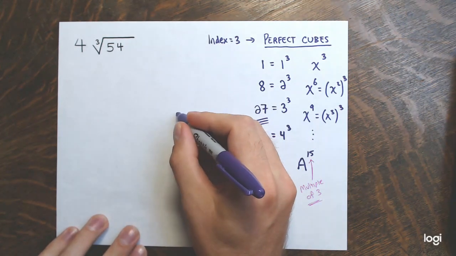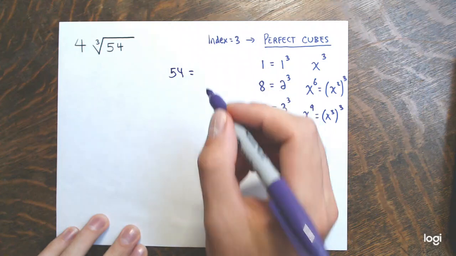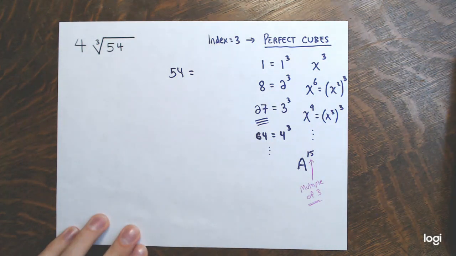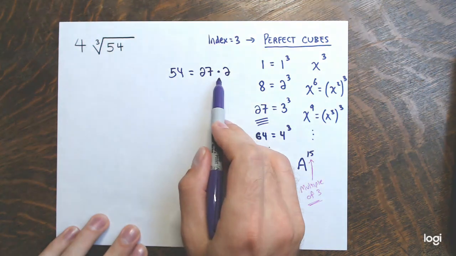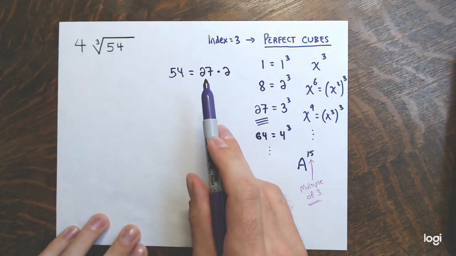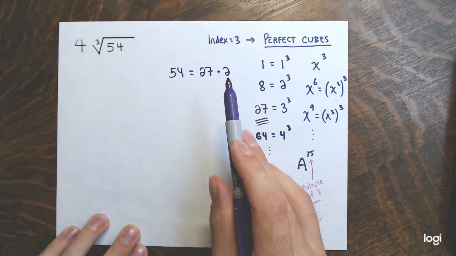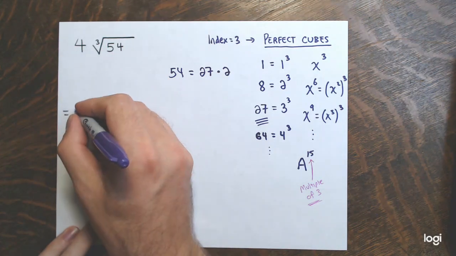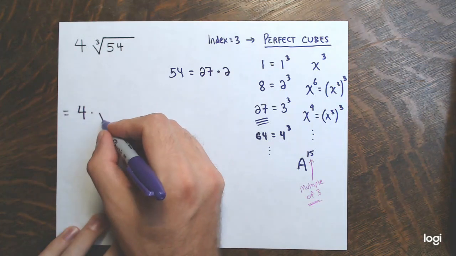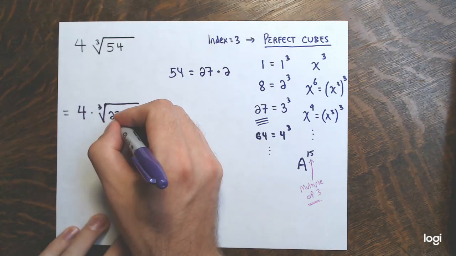All right, so I'm going to do that first method where I break up 54. Here's the radicand, 54, and I'm going to factor it where one factor is a perfect cube and the other factor is not. 54 is 27 times 2. One factor is a perfect cube, the 27, and 2 is not. I'm not seeing 2 on this list. All right, so this, 4 times the cube root of 54, that's 4 times the cube root of, and then the 54 I'm going to rewrite as 27 times 2.